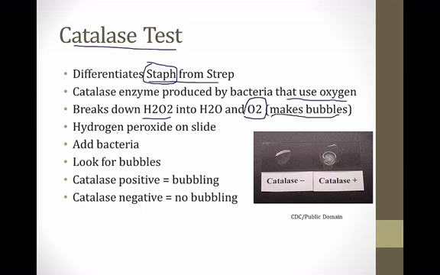So what you do is you put some hydrogen peroxide on a slide and you add some bacteria and you look for bubbles. And there's an example of that over here. On the left side we've got a catalase negative bacteria, so there are no bubbles. On the right side is a catalase positive bacteria, so we do see bubbles.